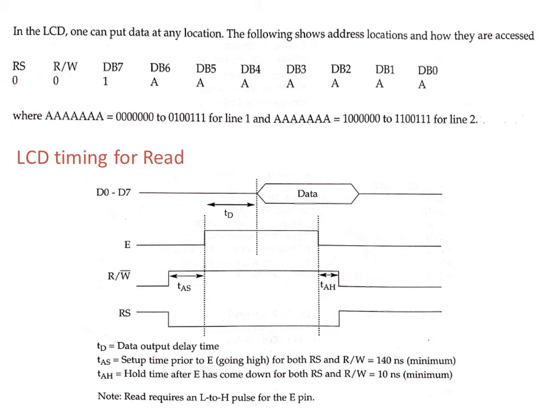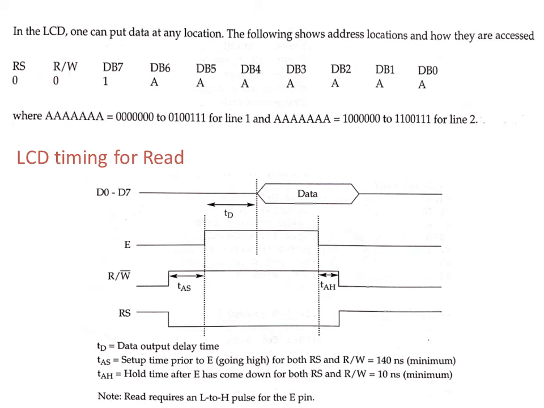And the next figure shows the LCD timing for read operation. Here D0 to D7 represent data and E is enable. One important thing we need to observe here is that read requires a low to high pulse for the E pin, that is the enable pin, and the read write pin should be 1, and RS should be 0 for the read operation.